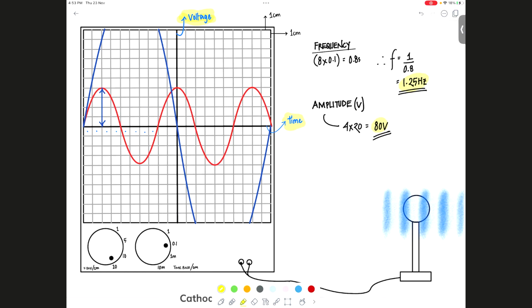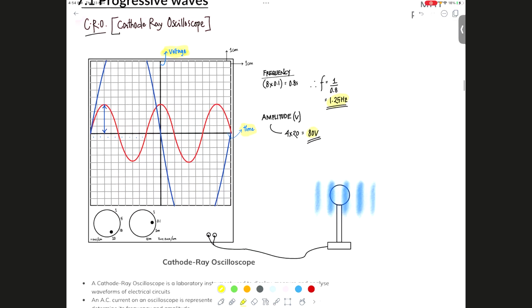So I can't really tell you what the amplitude of this sound is. However, if this sound is 80 volts, and another sound of the same type is 20 volts, I can say that the other sound is what? Quieter. From 80 to 20 means the loudness is decreasing, right? So it's a comparative measure. It's not an absolute measure. Okay. Right. So that's your CRO.